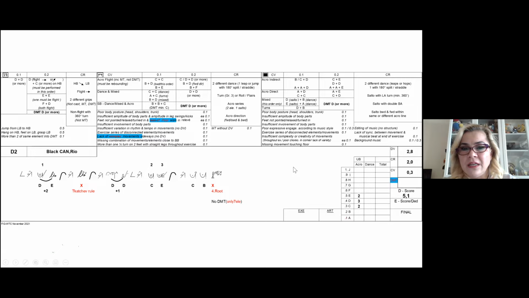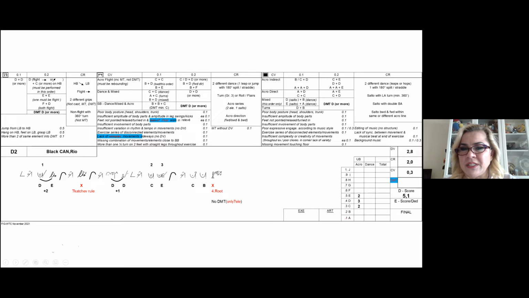Moving to the composition requirements, we have them all. We have the flight on the same bar. We have two different grips and the close bar elements. And we have the full turn. So 2 points for the composition requirement.